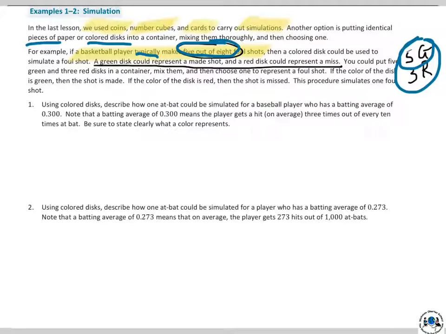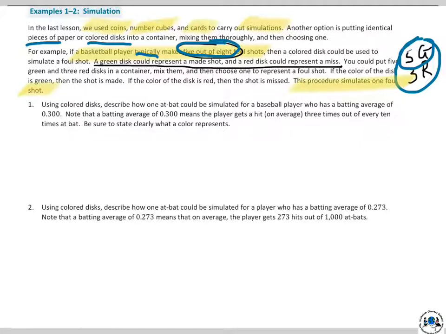So if you put those in, you mix them up, and then you choose one to represent a foul shot. If the color is green, then the shot is made. If the color is red, then the shot is missed. Of course, this is just a simulation here. So this procedure simulates one foul shot.